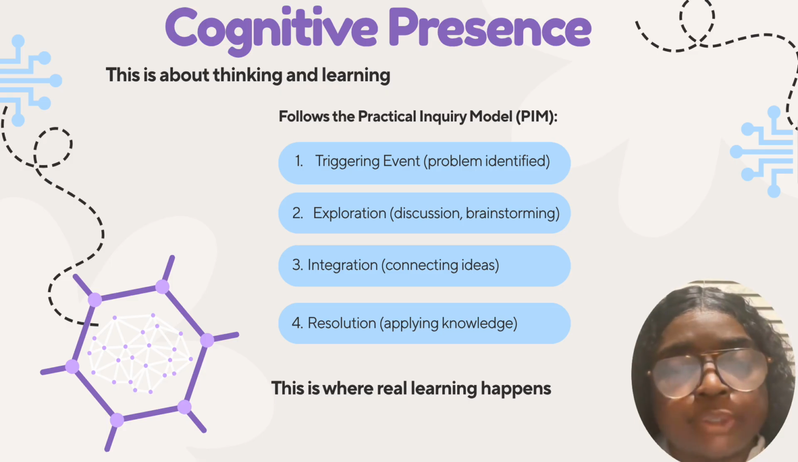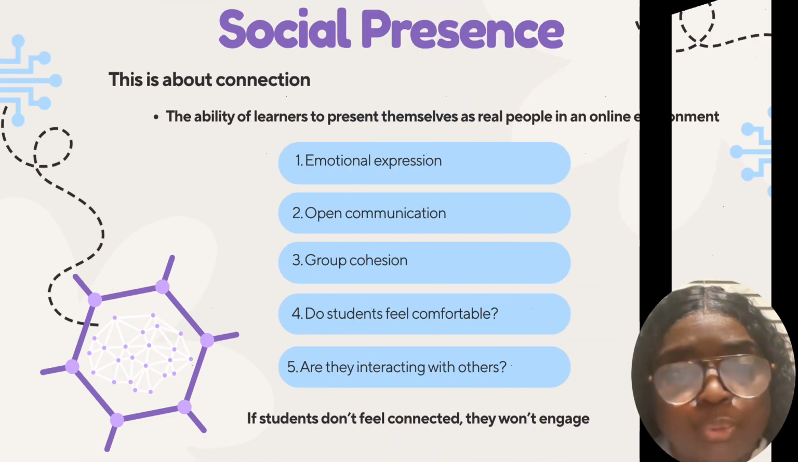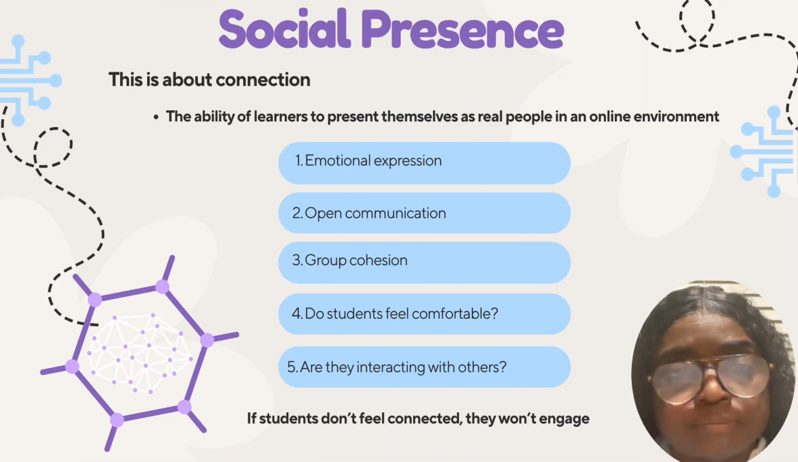This is where real learning happens. Next is the social presence. This is about connection, the ability of learners to present themselves as real people in an online environment. It includes emotional expression, open communication, and group cohesion. Do students feel comfortable? Do they feel seen? Are they interacting with others? If students don't feel connected, they won't engage.